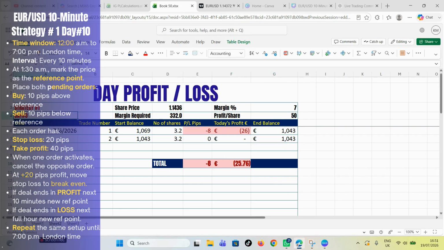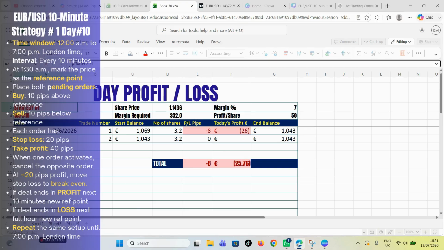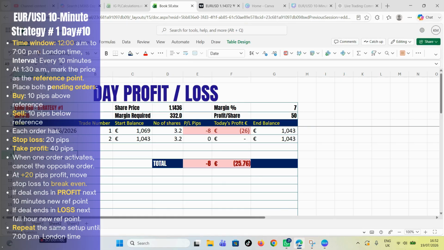The final summary is trade number 1, minus 8 pips. Trade number 2, no trade. Total result, minus 8 pips. Daily loss, approximately €25.76. Ending balance, approximately 1,043. Closing commentary.